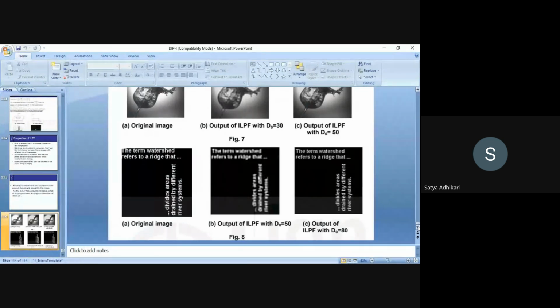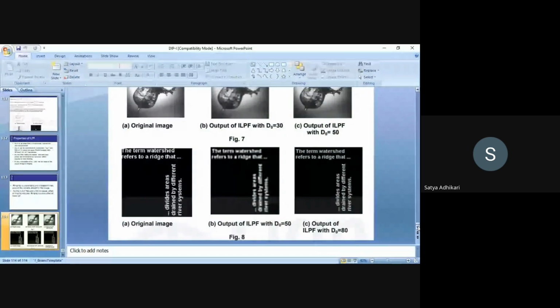So this is the ideal low pass filter. As the name suggests, it has a fixed D0 value. This filter passes all the image values, all the intensity values which are less than or equal to D0, and the others are blocked. So this is the output of ILF with D0 80. So this is all about your ILF.